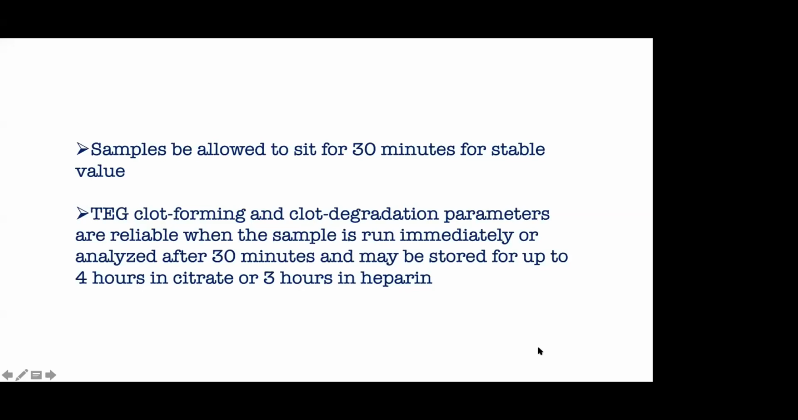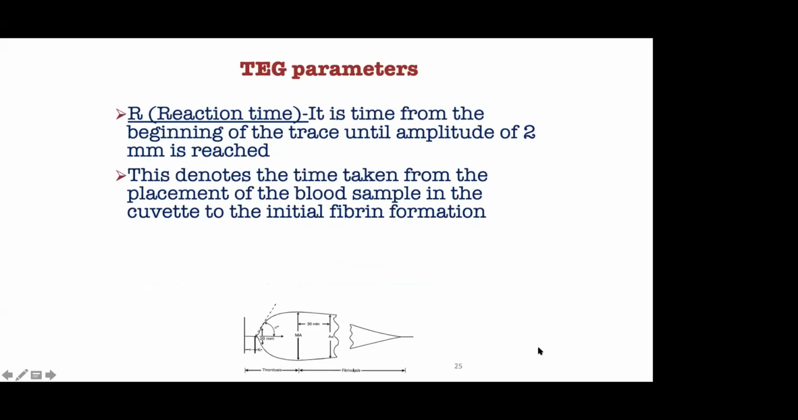Only after that should we run the TEG. Clot forming and clot degradation parameters are reliable when the sample is run immediately or analyzed after 30 minutes, and may be stored up to 4 hours in citrate or 3 hours in a heparin sample. So if we are using heparin, then if we analyze within 3 hours, we get reliable results. But if we analyze a citrated sample before 30 minutes, then probably we get wrong results. And what are the components of the TEG parameters?